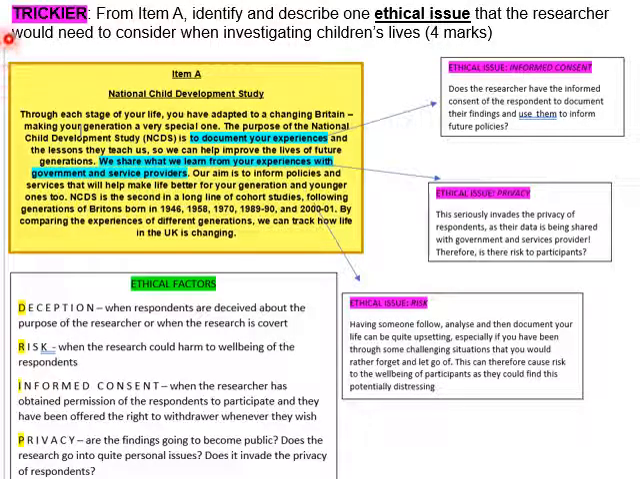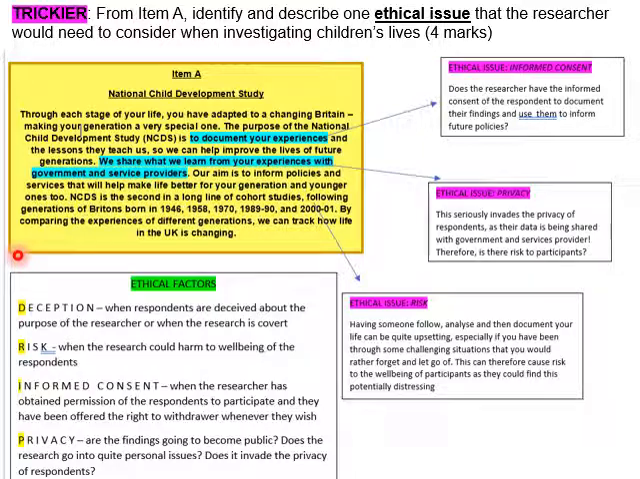And when I read through this item, I could identify a few ethical issues, and I've highlighted them in blue here to sort of guide you through this process. So let's just readdress the item firstly. So it says, through each stage of your life, you have adapted to a changing Britain, making your generation a very special one. The purpose of the National Development Study is to document your experiences and the lessons they teach us, so we can help improve the lives of future generations.